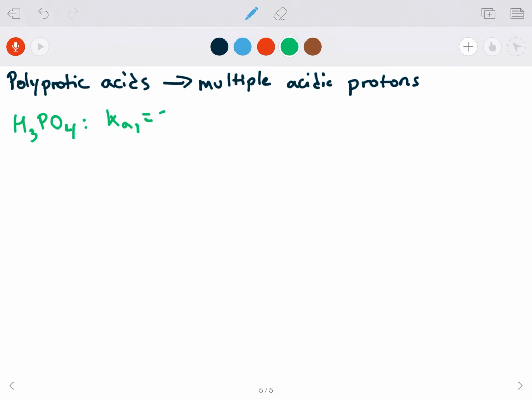So in phosphoric acid, Ka1 is 7.5 times 10 to the minus third. Ka2 is 6.2 times 10 to the minus eighth. And Ka3 is 4.2 times 10 to the minus 13.